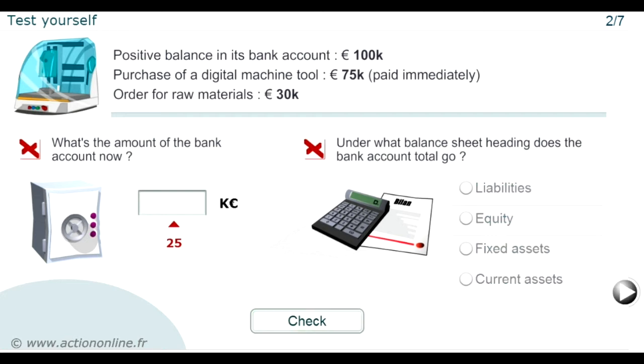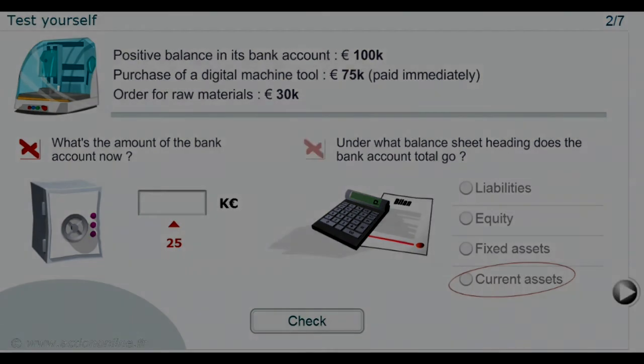We have to remember that the ordering and reception of the goods do not necessarily correspond to when they are paid for, which may happen at a later date. As a result, the business bank account is reduced by only 75,000 euros, which relates to the machine. A bank account with a positive balance appears in current assets, while a bank overdraft would be a liability recorded on the liability side.